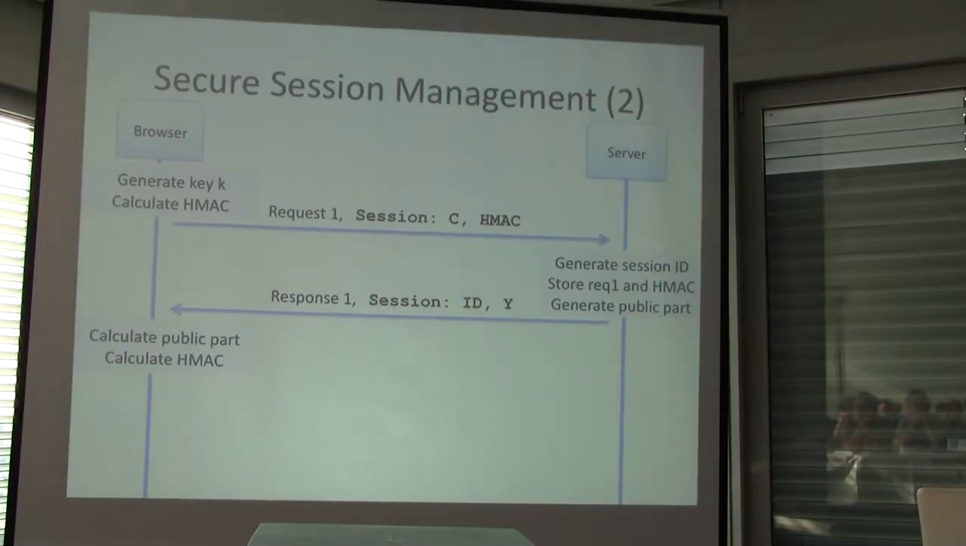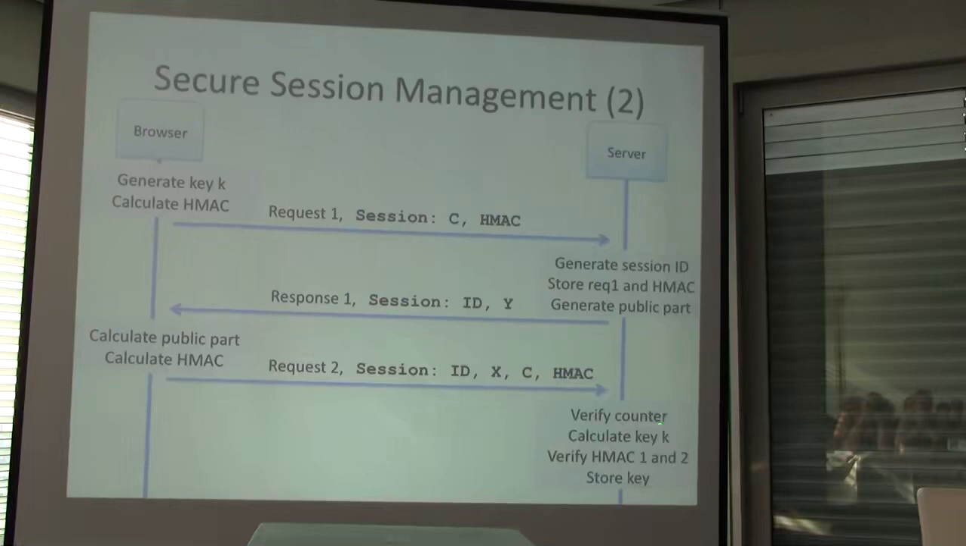Again, he HMACs his request and sends it out. So what you have here is a session identifier, which is given by the server. You have the public part, which combined with this can be used by the server to calculate this key, but not an attacker. And you have, again, a counter and an HMAC. So the server, at this point, verifies whether this is correct.